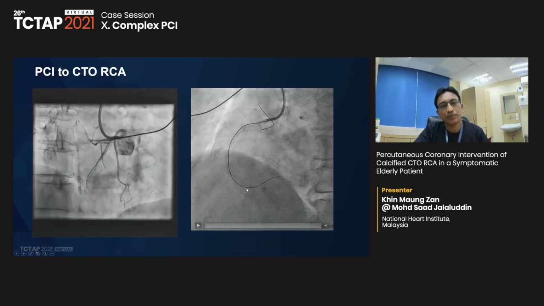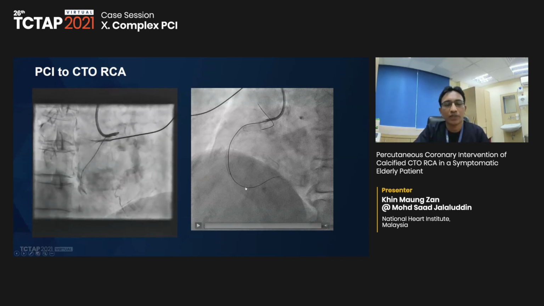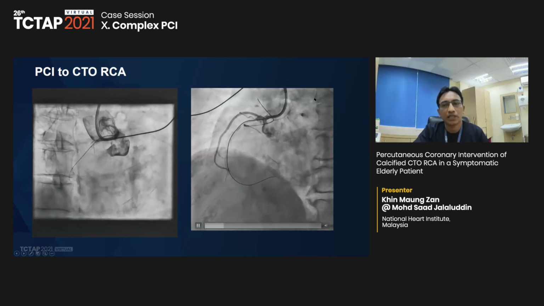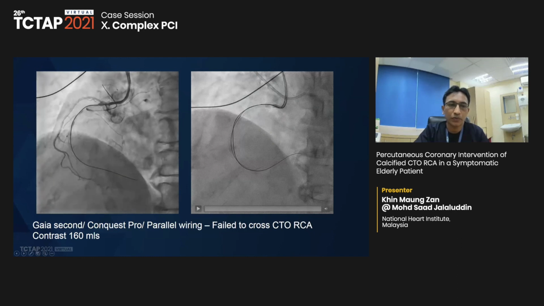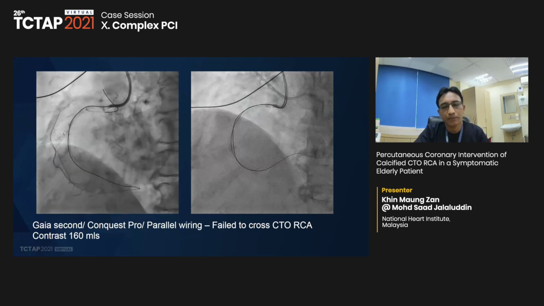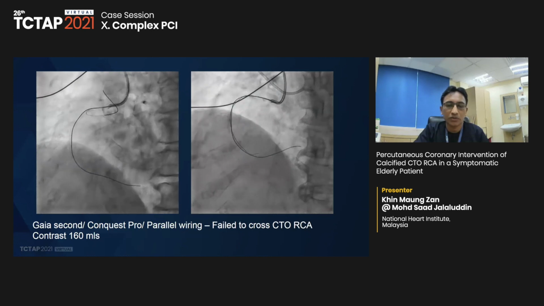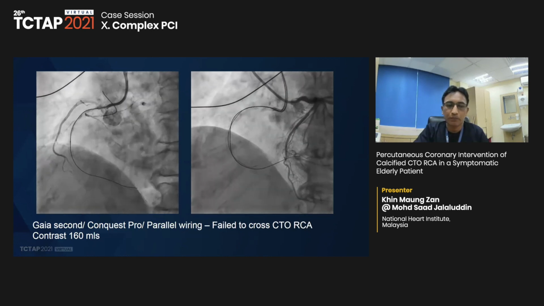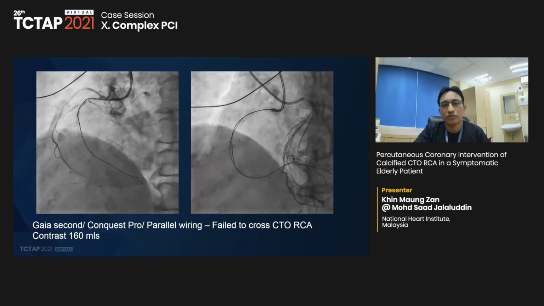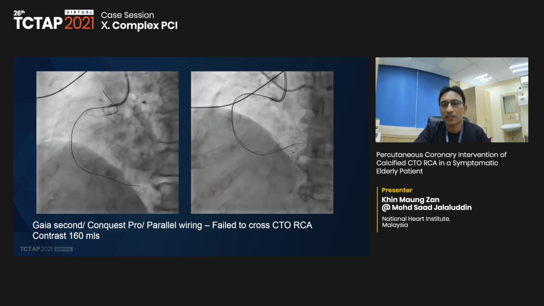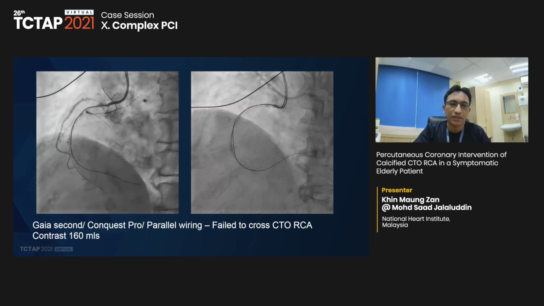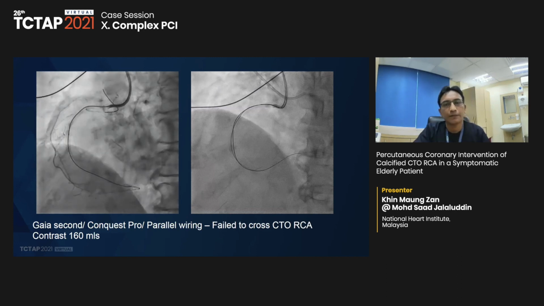So we proceeded with the PCI to CTO-RCA with an SAL1 6 French guiding catheter, and we attempted with Fielder XT, Gaia Second, and Conquest Pro. We even tried parallel wiring. However, we were not able to cross the CTO-RCA. At this point, we had used about 160 mL of contrast, and we decided to stop and proceed with the PCI to intermediate and LAD instead.